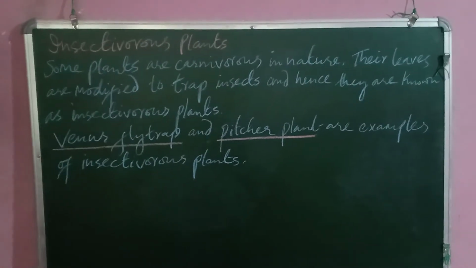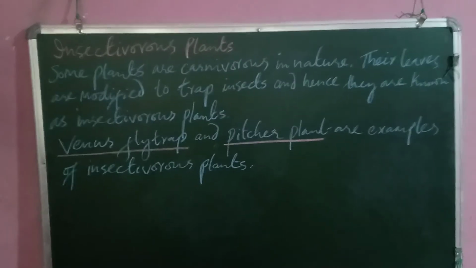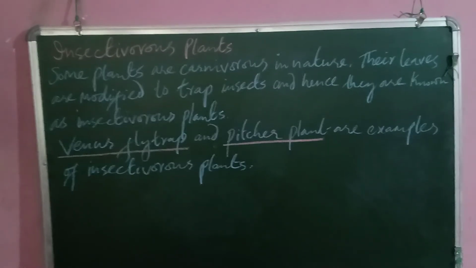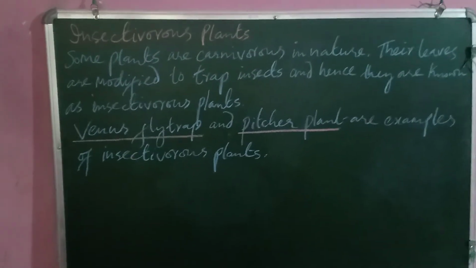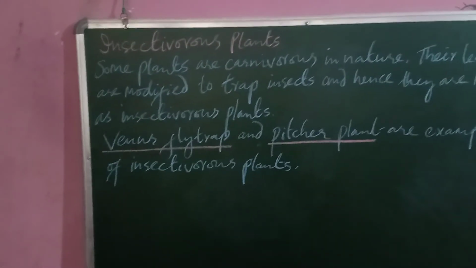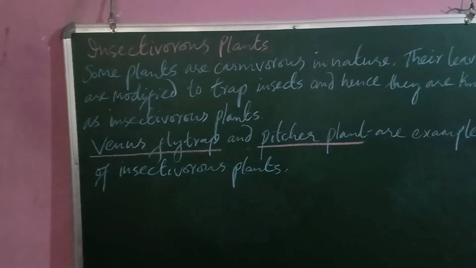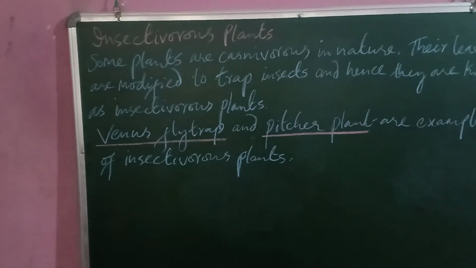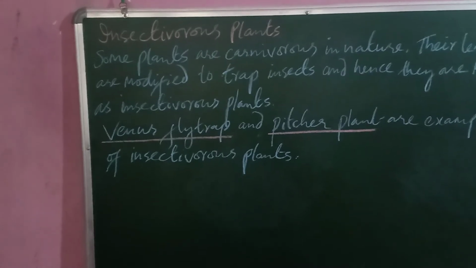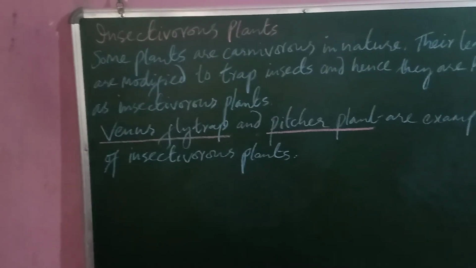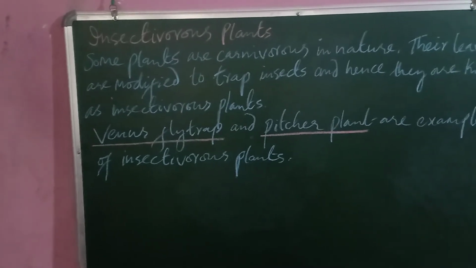Some plants are carnivores in nature. Their leaves are modified to trap insects and hence they are known as insectivorous plants. Venus flytrap and pitcher plant are examples of insectivorous plants. Venus flytrap has leaves that are like boxes with hinges. They have stiff hair-like structures on the inside of the leaf. When the insect touches the hair, the leaf snaps shut, trapping the creature inside.